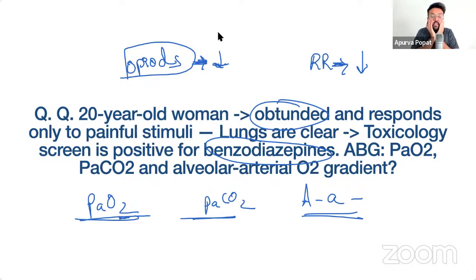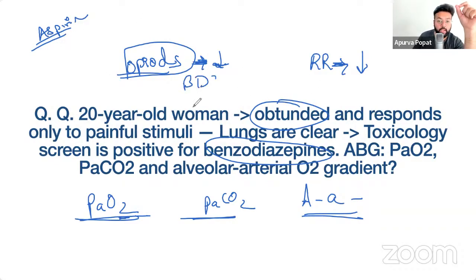Benzodiazepines, barbiturates, opioids, all of them decrease the respiratory rate. Okay, fix this in your brain. This is very important. Why would opioids increase the respiratory rate? The only drug we want to remember in poisoning which can increase the respiratory rate is, think about what? Aspirin. Aspirin can increase the respiratory rate and can cause respiratory alkalosis. But opioids and benzos and barbs decrease the respiratory rate.